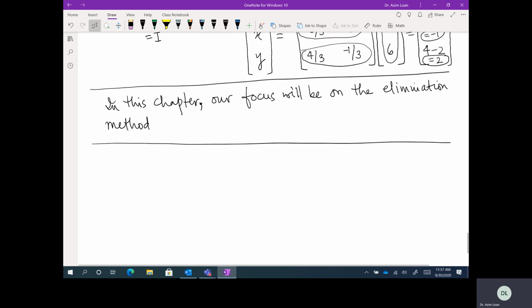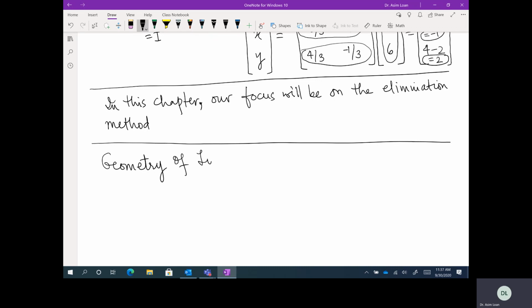So let's look at the geometry of linear equations.